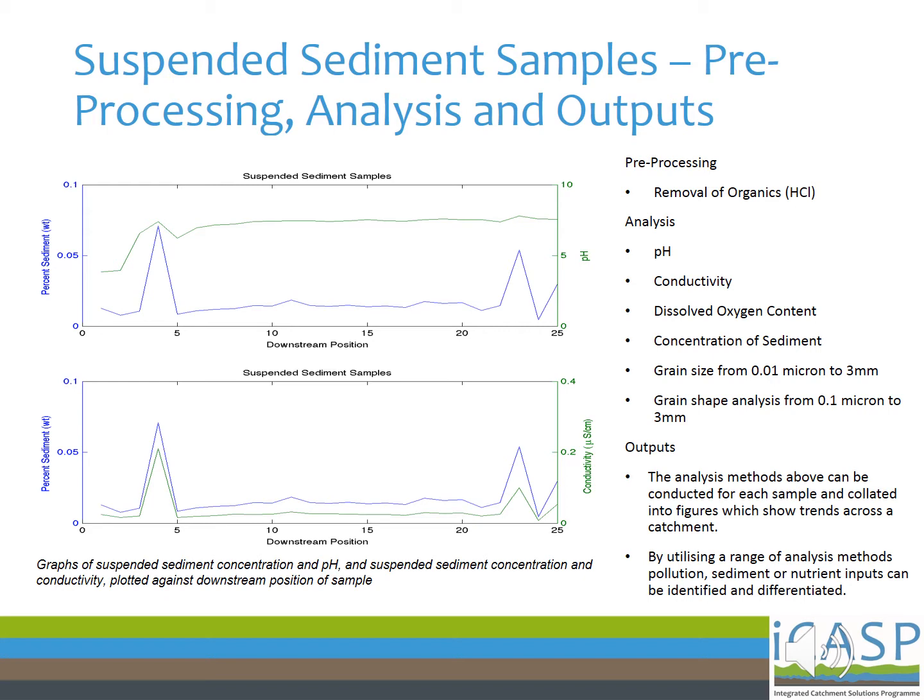We can also obtain the concentration of suspended sediment by weighing a container, the wet weight of the sediment and river water, and then the dry weight of just the sediment. This can also be used to identify where sediment sources are. We can find the grain size from 0.01 micron to 3 mm and the grain shape analysis from 0.1 micron to 3 mm. The instruments we have can calculate these parameters for each individual grain within a sample, so the data is really robust. Quite often N can be over 10 million grains for most samples.